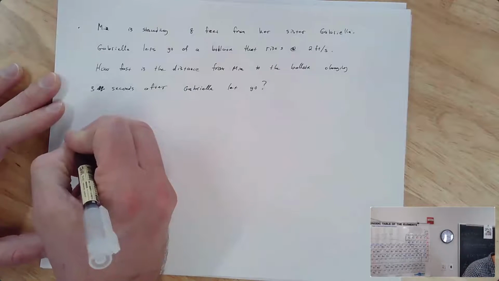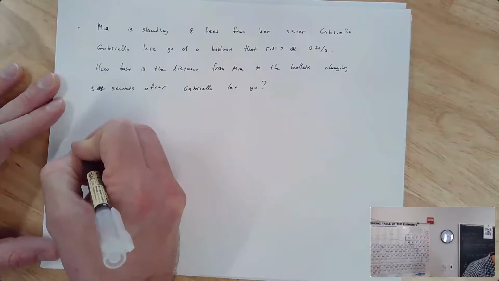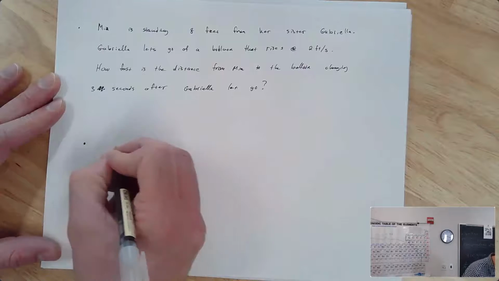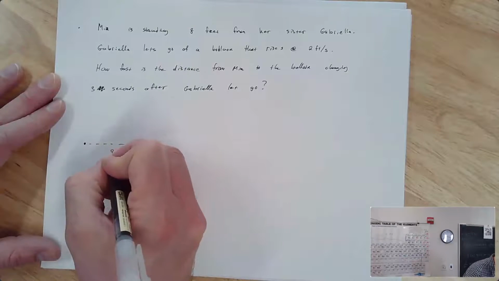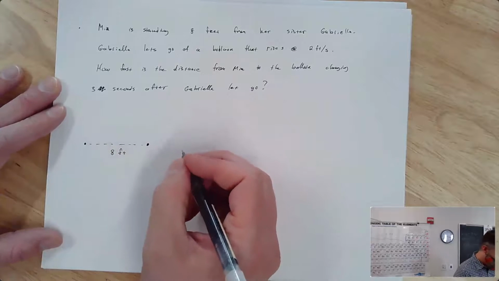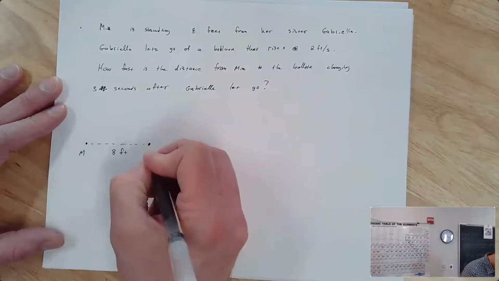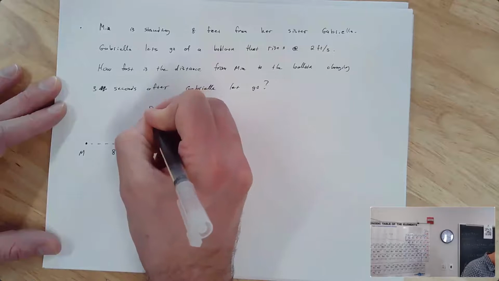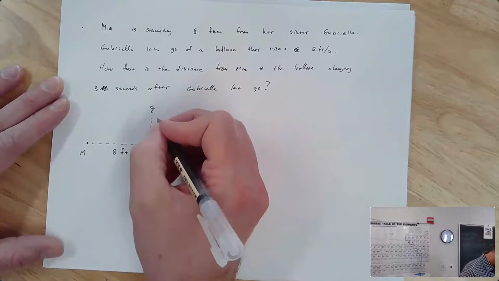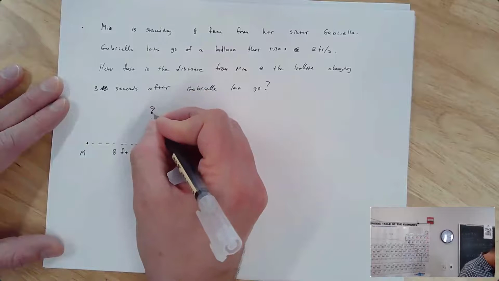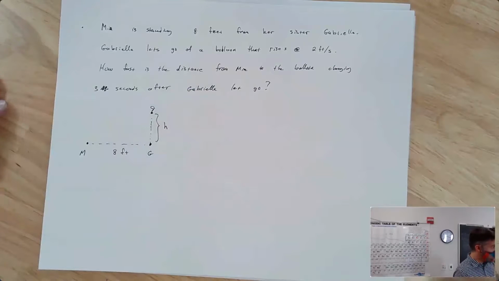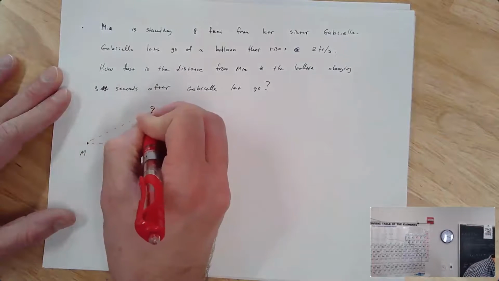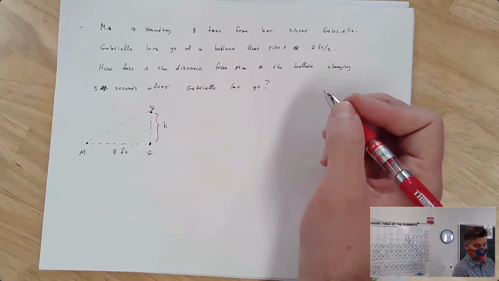Well, drawing the picture is also a big step. Let's draw the picture. So here's Mia, here's Gabriella. They're standing 8 feet apart from each other. And Gabriella let go of a balloon. And the height of the balloon, that's changing, right? We're going to give it a variable name. And the distance from Mia to the balloon is also changing, because the balloon is moving.